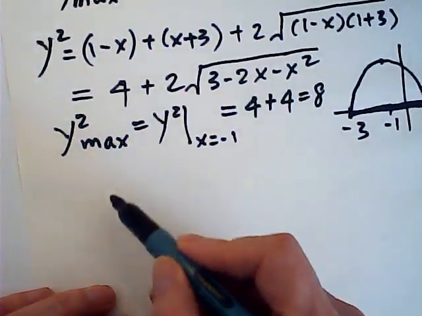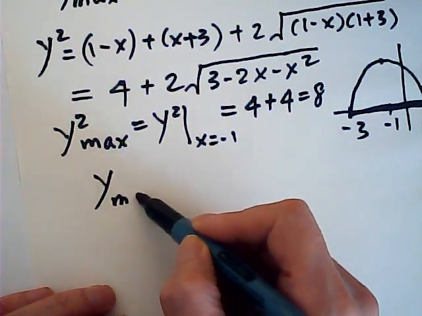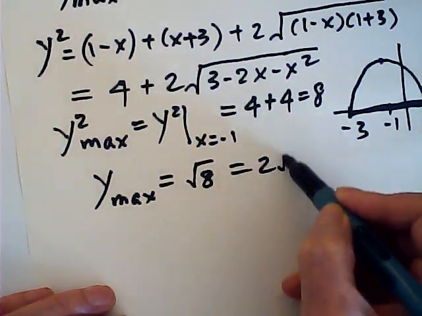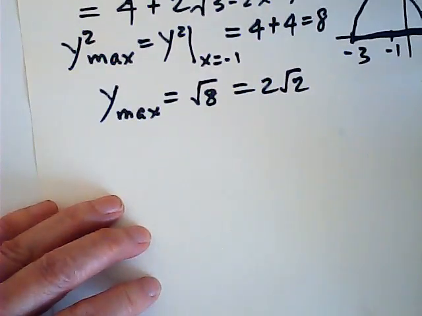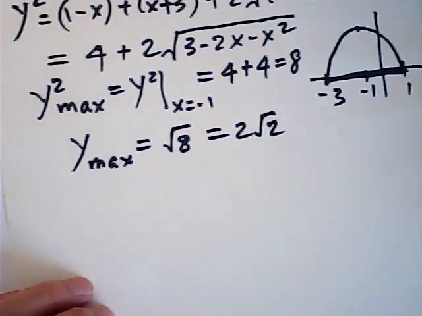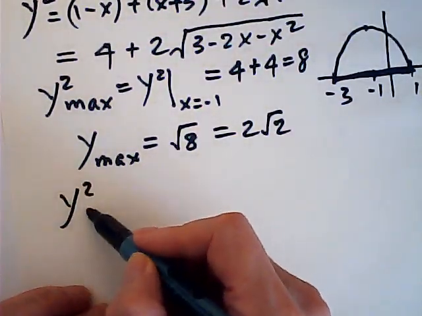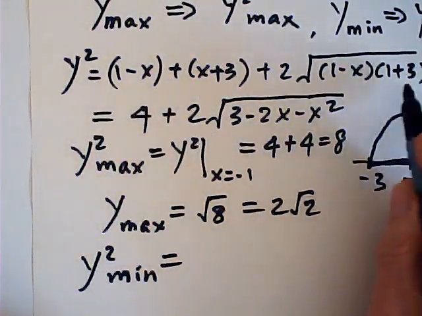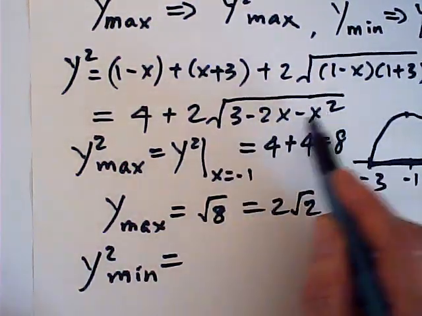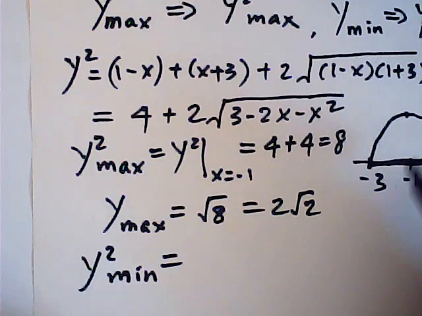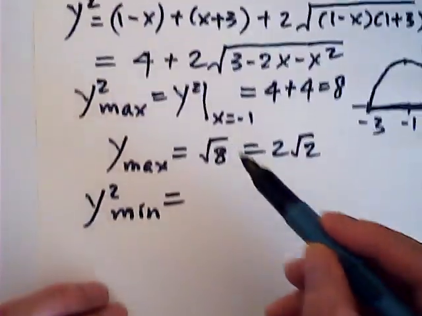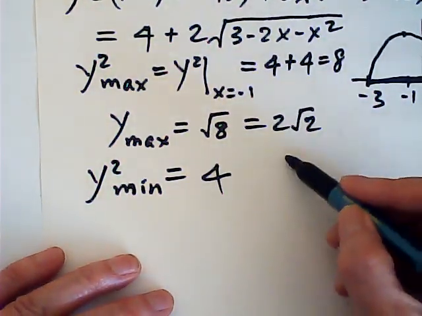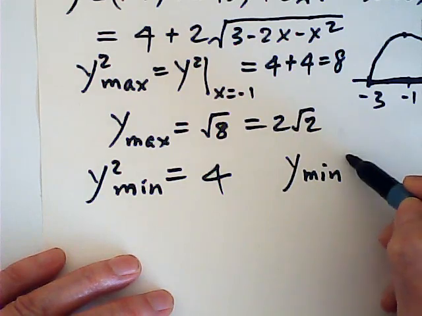Now, therefore, y maximum is equal to square root 8, which is equal to 2 root 2. And similarly, y square minimum, obviously, is when this is 0. When x equal to 1 is 0, when x equal to -3 is 0. So y square minimum is 4. It's 4, then this is 0. Therefore, y minimum is equal to 2.